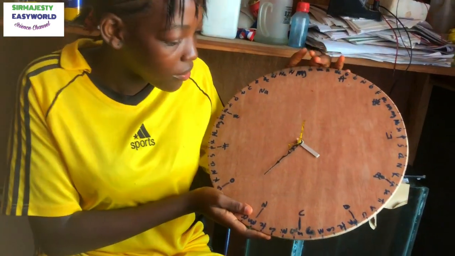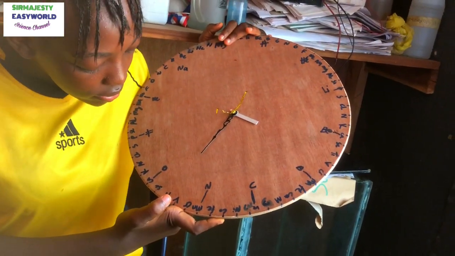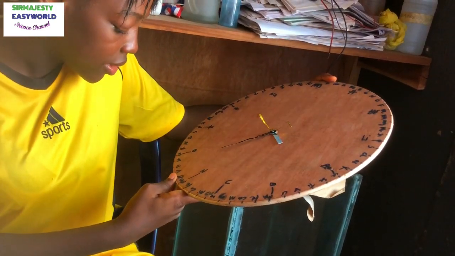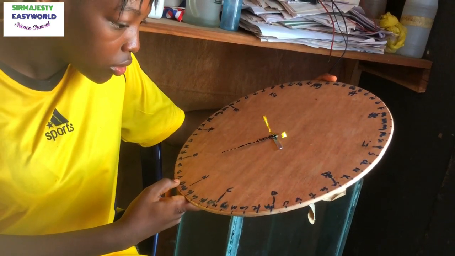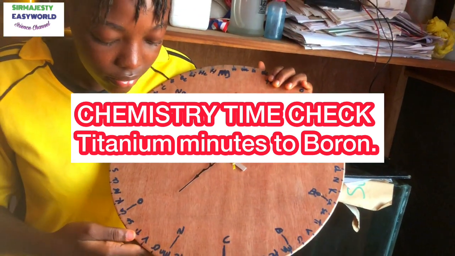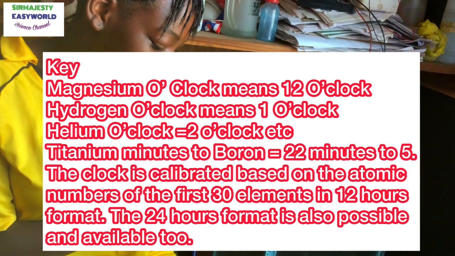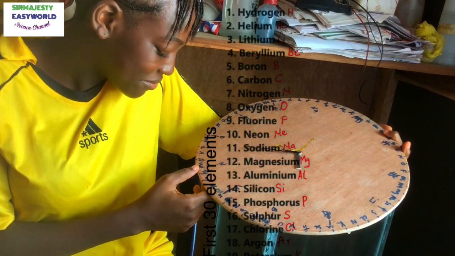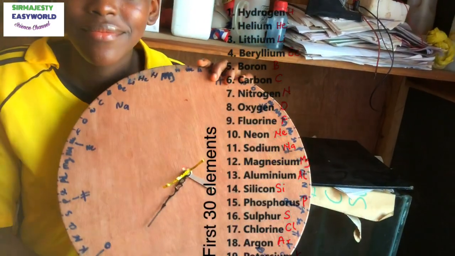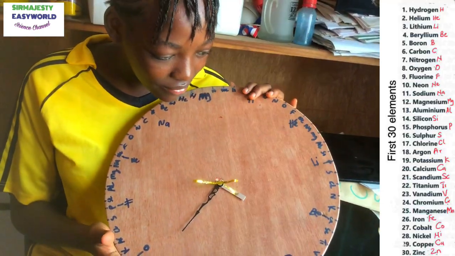And now, when you want to read the time, look at it very well, because we will use it to check the time. This is titanium minutes to boron. And to an ordinary man, what does it mean? That's 37 minutes to 5. We don't have 37 minutes after.